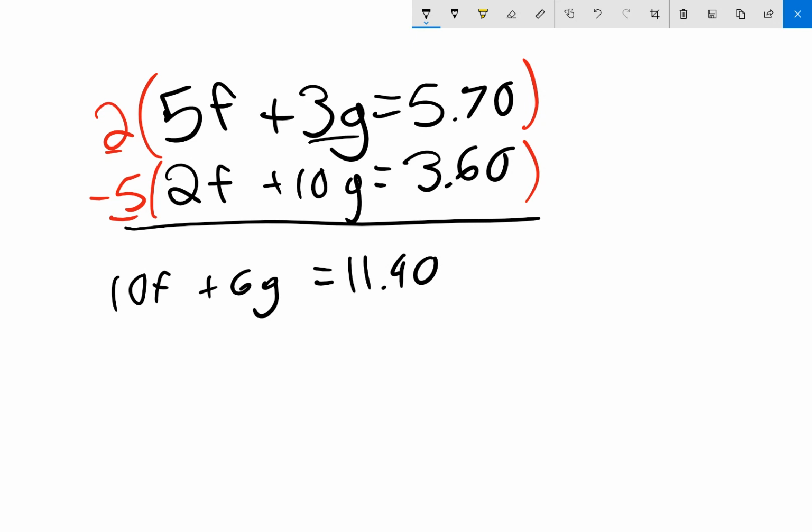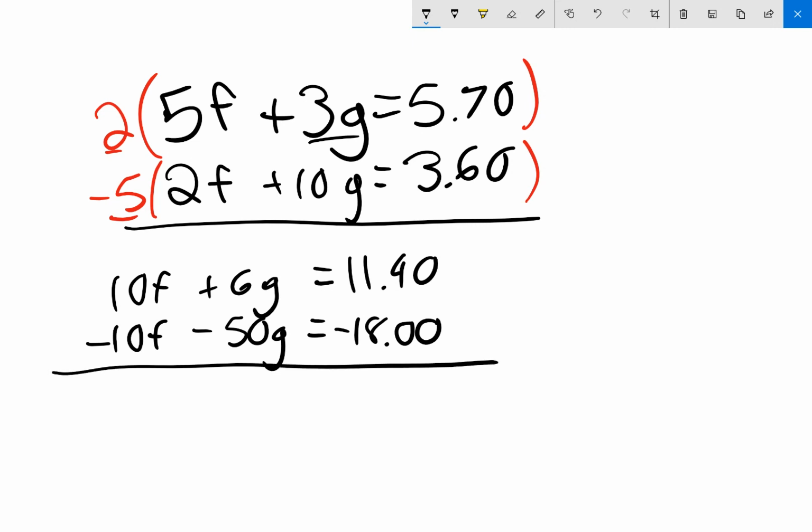Now, the second equation multiplied by negative 5. So negative 5 times 2F would be negative 10F. Negative 5 times 10 would be negative 50G. And negative 5 times 3.60 is negative 18 even. I'm going to go ahead and put the decimals there just because it's talking about money. So when I write 18.00, it looks like $18.